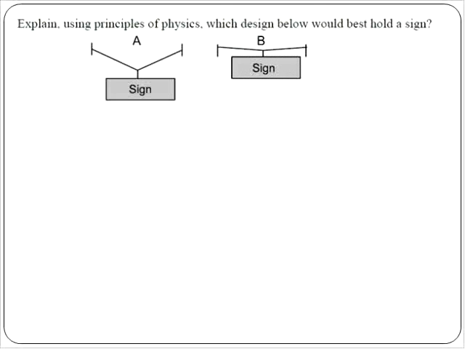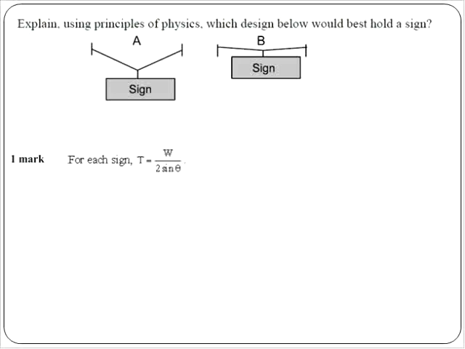Now, let's move on to another one. This one is what you would call a level 3 question again. So, explain using principles of physics which design would best hold a sign. And it's exactly the same idea as what we just did, except we're not given any numbers. So really, the one that would best hold the sign would be the one that has the smallest tension in the cable. Because the greater the tension is, the more likely it is to break. And we don't want the cable to break, because if it does, the sign will fall to the ground. So which one of these would have the least amount of tension, then, is the question. So let's have a go at it and see.